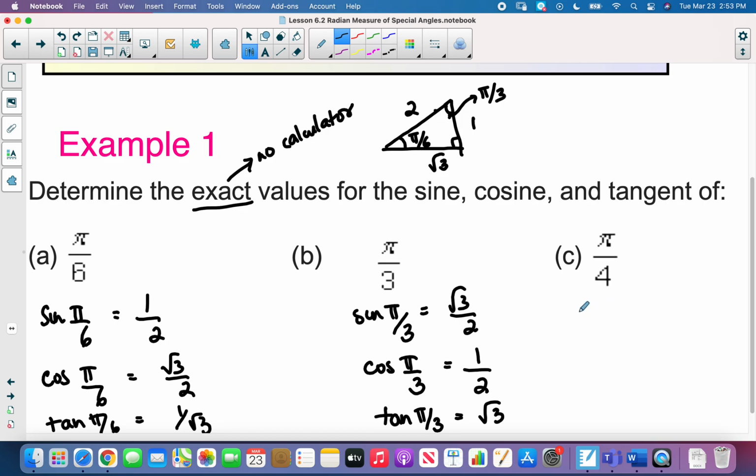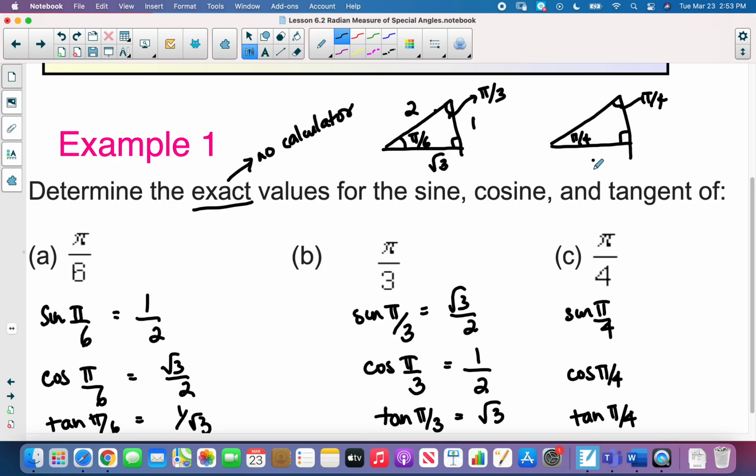And then we find the primary trig ratios for pi over 4. So sine pi over 4, cosine pi over 4, and tangent pi over 4. Sine pi over 4, we can use a special triangle, which has an angle of pi over 4. This also is pi over 4, and this is 90. What are the measures of the sides? This is 1, this is also 1, this is root 2, right?